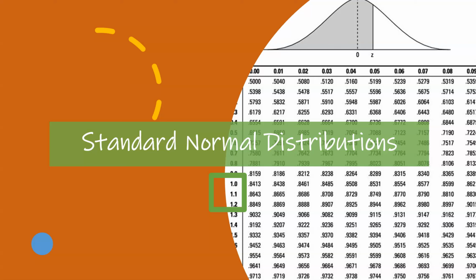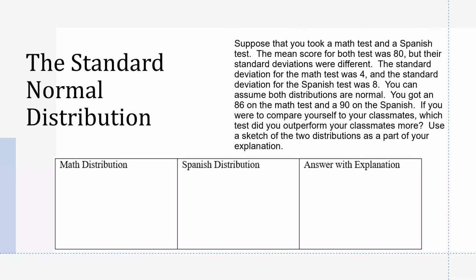This lesson is on standard normal distributions. Suppose that you took a math test and a Spanish test. The mean score for both tests was 80, but their standard deviations were different. The standard deviation for the math test was 4, and the standard deviation for the Spanish test was 8. You can assume both distributions are normal.